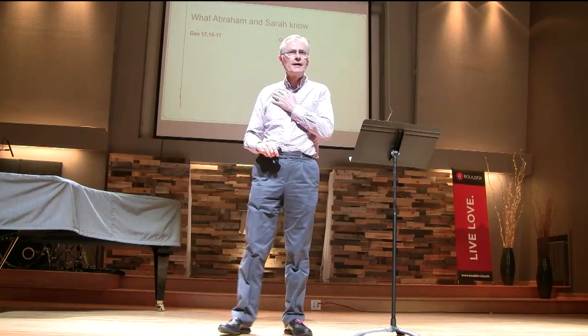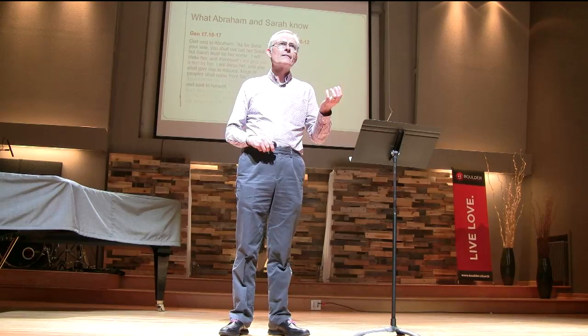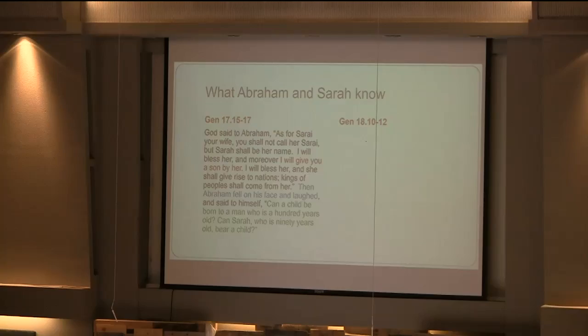In chapter 17, we read this. God said to Abraham, "As for Sarai, your wife, you shall not call her Sarai, but Sarah shall be her name. I will bless her, and moreover, I will give you a son by her. I will bless her, and she shall give rise to nations. Kings of peoples shall come from her." Then Abraham fell on his face and laughed, and said to himself, "Can a child be born to a man who is 100 years old? Can Sarah, who is 90 years old, bear a child?"